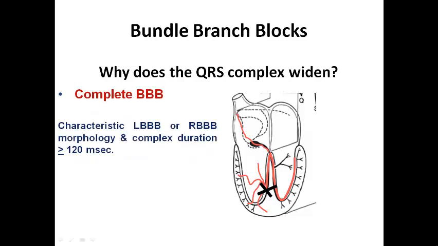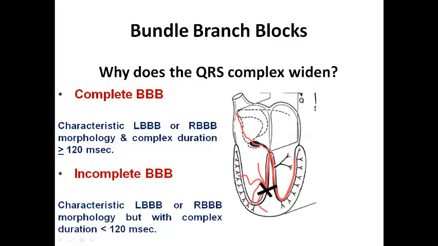But because there is a degree or a variation from mild to severe affection, we have two terminologies. Complete bundle branch block, in which the complex duration is more than or equal to 120 milliseconds, and incomplete bundle branch block, in which the complex duration is increased but is still less than 120 milliseconds. So don't wonder if you find left bundle branch block morphology or right bundle branch block morphology with complex duration less than 120 milliseconds.